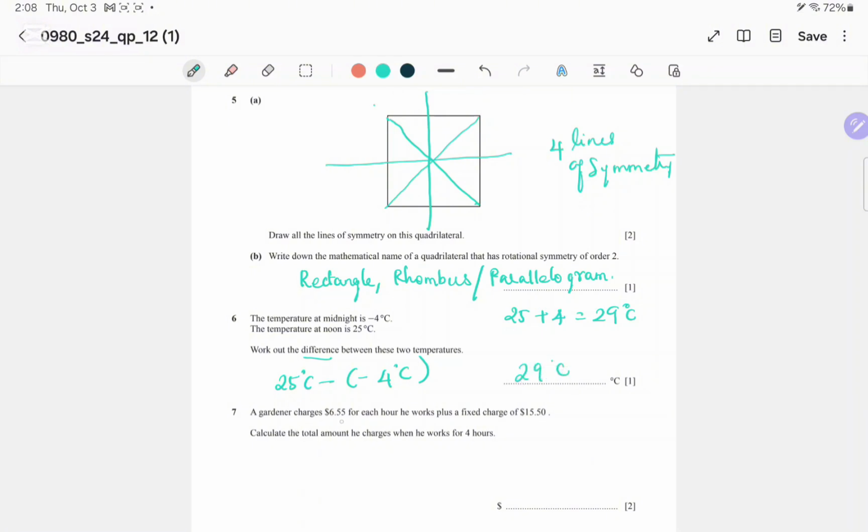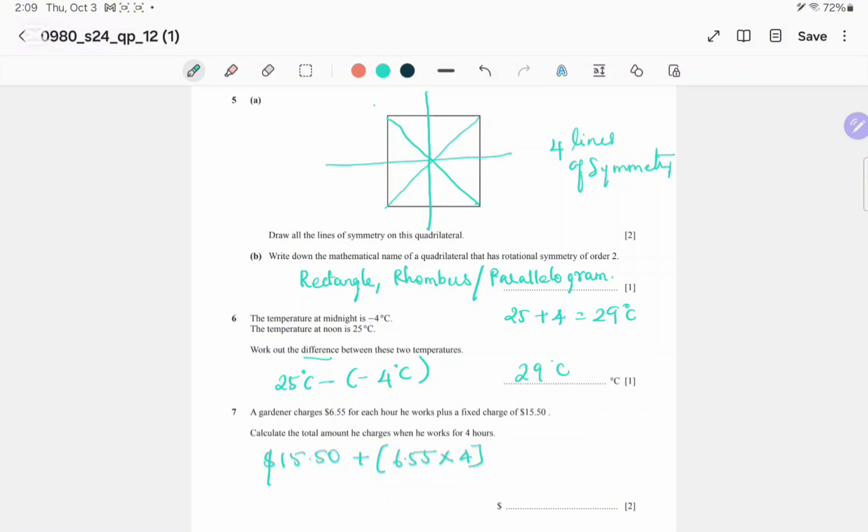A gardener charges $6.55 for each hour he works, plus a fixed charge of $15.50. Calculate the total amount he charges if he works for 4 hours. Okay, so how will you calculate? Now we will write the fixed charge, which is $15.50, plus for every hour he gets around $6.55. For how many hours is he working? 4 hours. So we multiply it by 4.